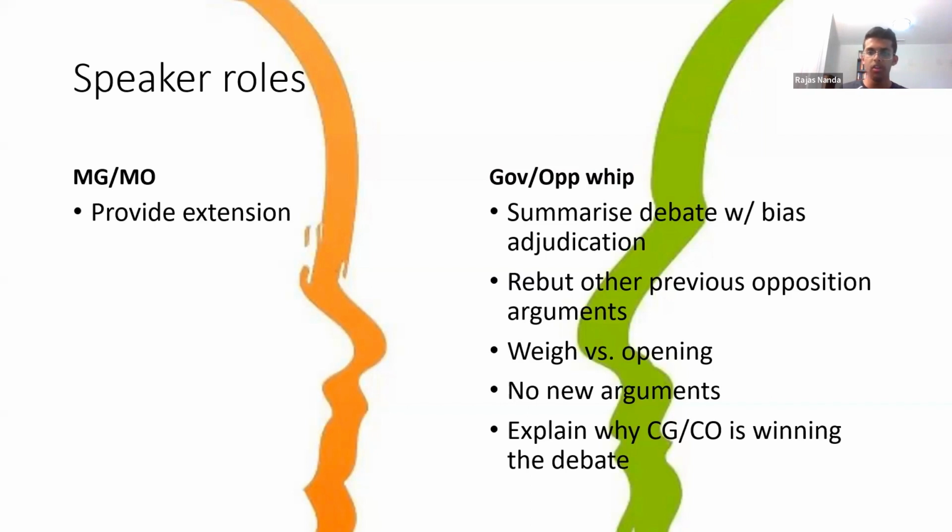Next thing you do is rebuttal, very similar to how every speaker does some rebuttal, but often the last speakers have a lot of rebuttal to do just because of how many speakers have gone before them. Thirdly, you do weighing against the opening.